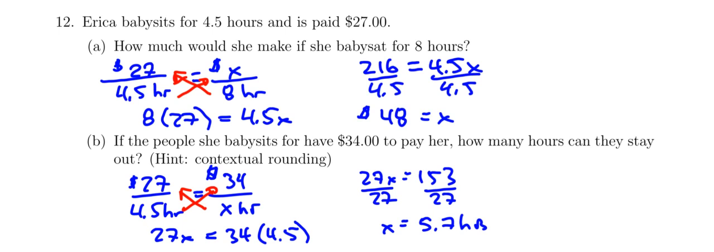So let's just think about this, because it talks about contextual rounding. Now, what happened here was the actual number that I get is 5.6, kind of whatever, repeating here. In this particular case, rounding up means that they're going to have to actually pay her a little bit more than $34. So really what we want to do is round that down, perhaps to 5.6 hours.